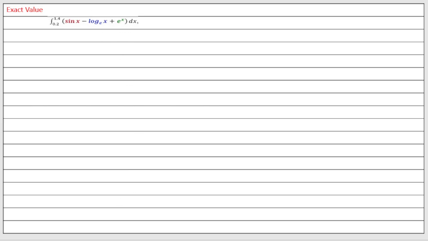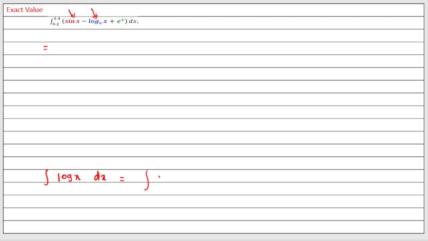Suppose we want to solve this integral. This is a definite integral. I know the integration of sin x directly, but some steps are required to find the integration of log x. I'll solve the integration of log x separately here. Integration of log x dx.